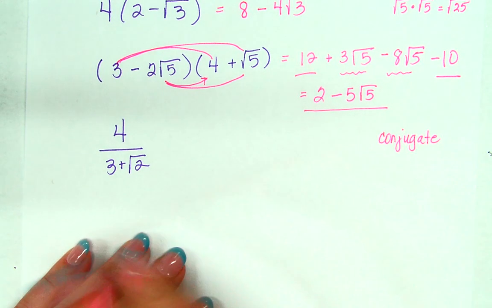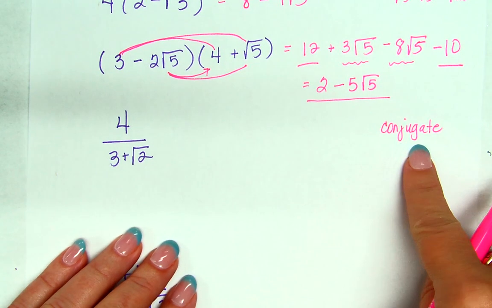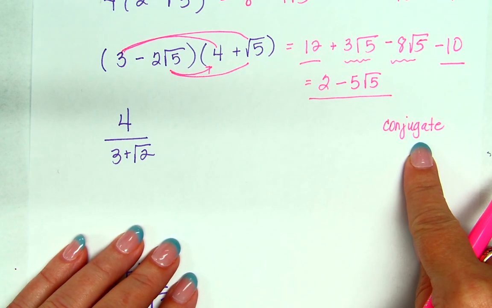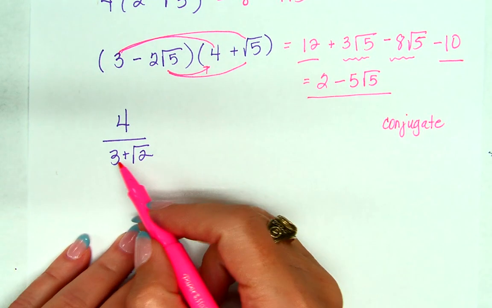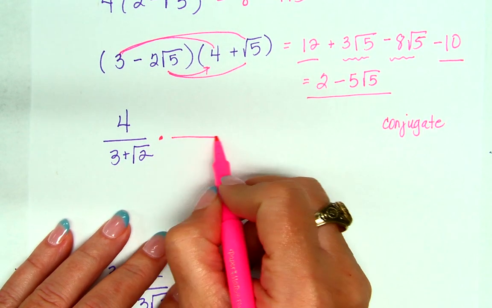C-O-N-J-U-G-A-T-E. Conjugate. Okay? Now, it seems like a hard word because it's a word you've never seen before. But to find the conjugate of this denominator, let me just show you what the conjugate is, and that will help, I hope.